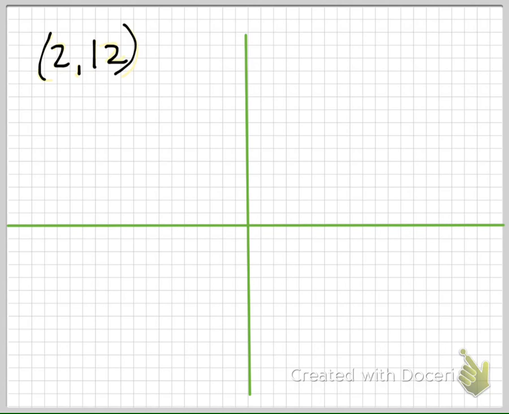Because I didn't have 12 lines. 6, 7, 8, 9, 10. There's the point (2, 12). We want to know if that is a solution to the system of inequalities that's there. First we have to graph them.